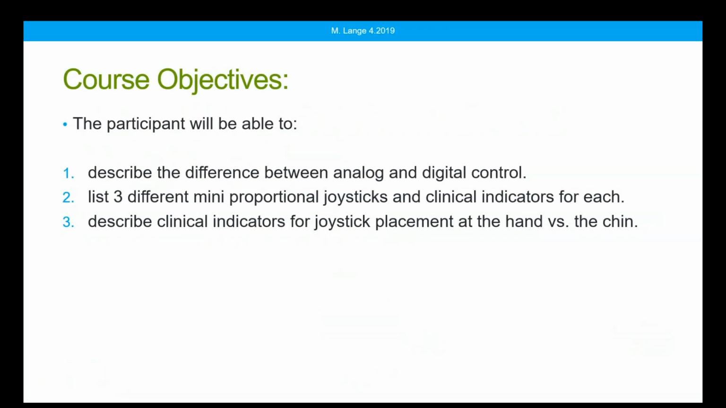We have the following course objectives. 1. Describe the difference between analog and digital control. 2. List 3 different mini proportional joysticks and clinical indicators for each. And 3. Describe clinical indicators for joystick placement at the hand versus the chin.